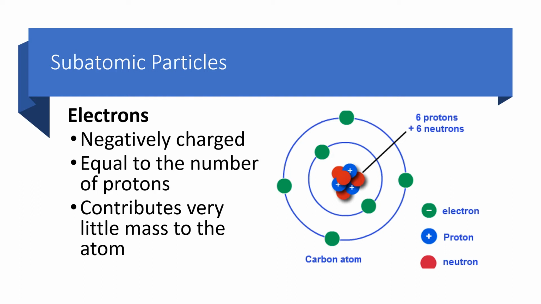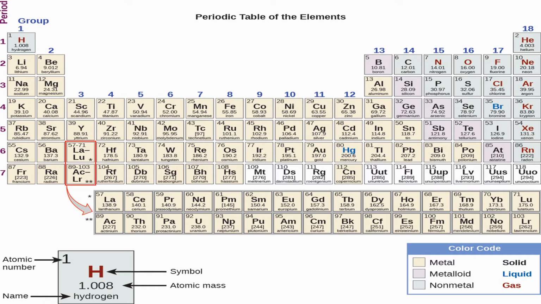Electrons are negatively charged particles. Instead of being located within the nucleus, they are located in orbitals revolving around the nucleus. In atoms, the electrons and protons need to be equal, so the positive and negative charges will cancel each other out and the overall atom will carry a neutral charge.